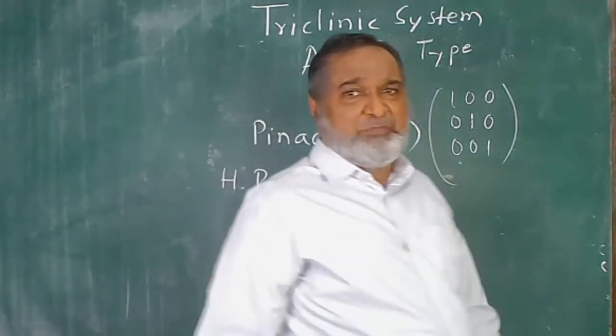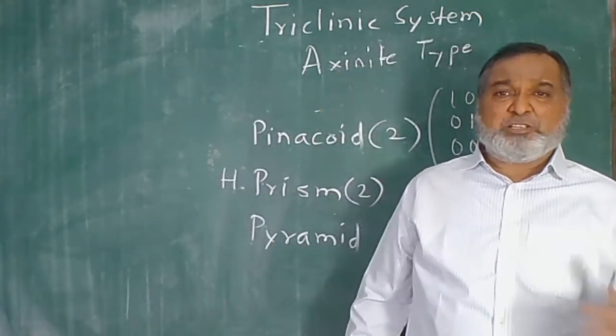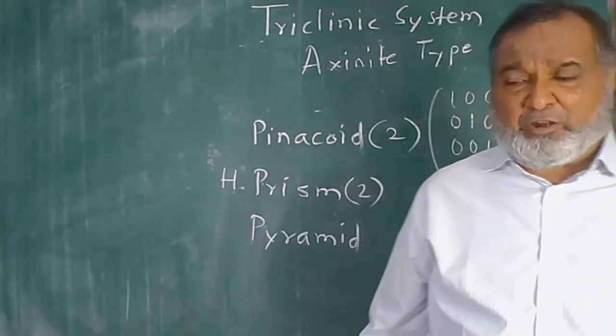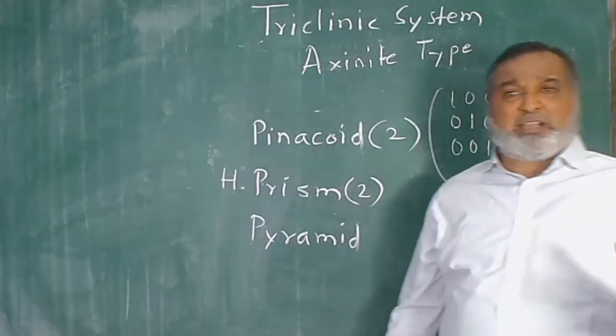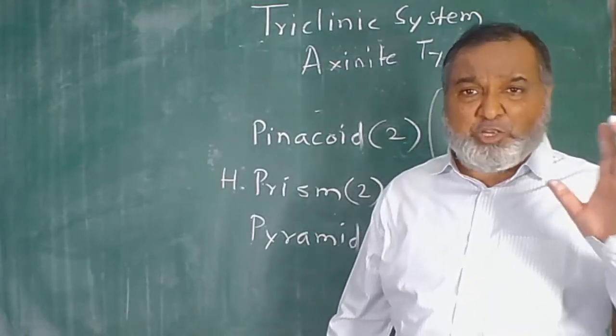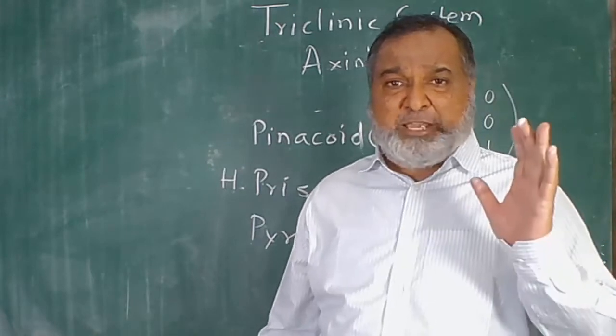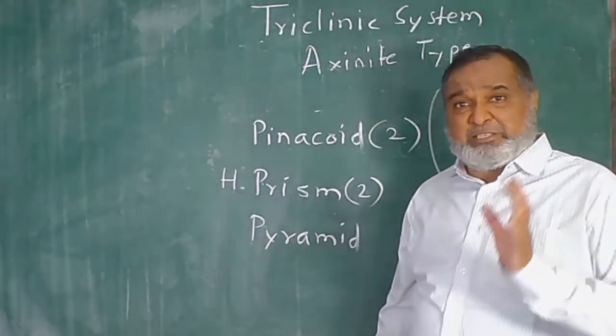The normal definition of the prism: it consists of four similar vertical faces. The index face is going to cut your A axis and B axis, and remain parallel to your C axis. So indices will be 1, 1, 0. Yes, that is a prism, the normal prism.